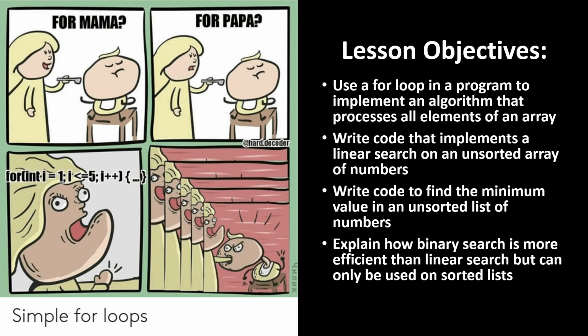But you should be able to explain what both of them do and when you would use those, which one is most efficient for whatever application you're going to be using it for. And then you should be able to write a function to find the minimum value in an unsorted list of numbers, essentially using linear search.